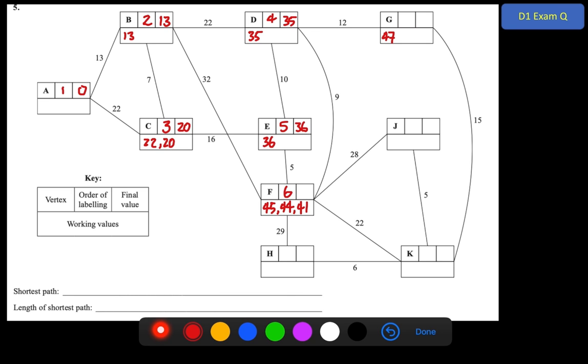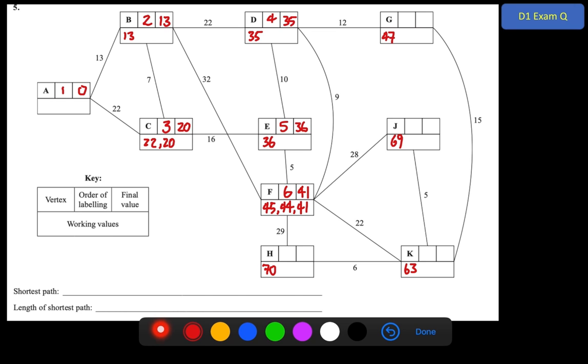So this is the 6th one, and 41 gets me all the way to F. From F, I need to update all of the ones that connect. That's J, K, and H. J is 28, so 41 plus 28 is 69. K is 22, so that's 63. And H is our final destination, but that's a 70. That's quite big. I can already see that there's a better option, because the 63 plus 6 would give me a 69 there rather than the 70. But regardless of that, I need to go through the process.